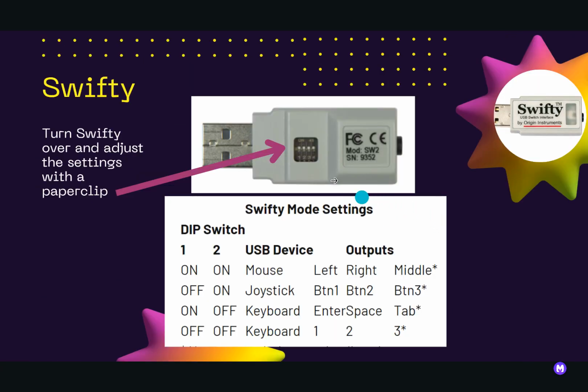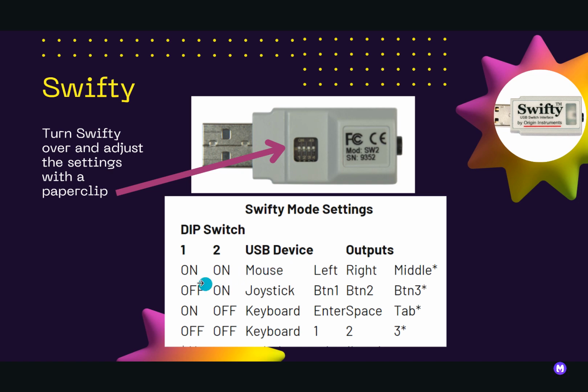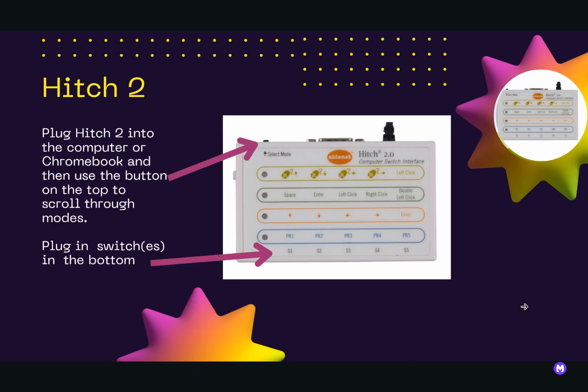So just like the Tapio, the back of the Swifty has some little white switches that you can turn on and off, and the chart here below lets you know what actions your switch will take based on which switches you have on and off. Here's an up-close picture of the Hitch 2.